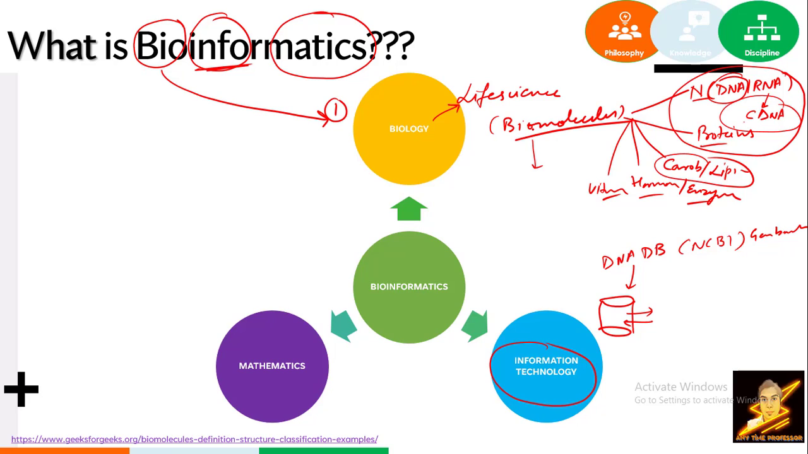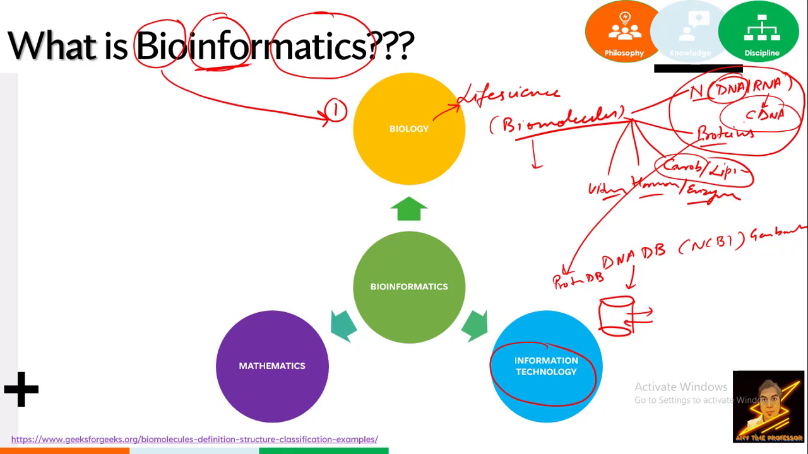Or we are storing our protein molecules, or we can say protein data is there. So we can say it's a protein database. There are various examples of that. For example, Swissprot is there. For example, Uniprot is there. Various databases are there. So this information technology is helpful in creating these kinds of databases.